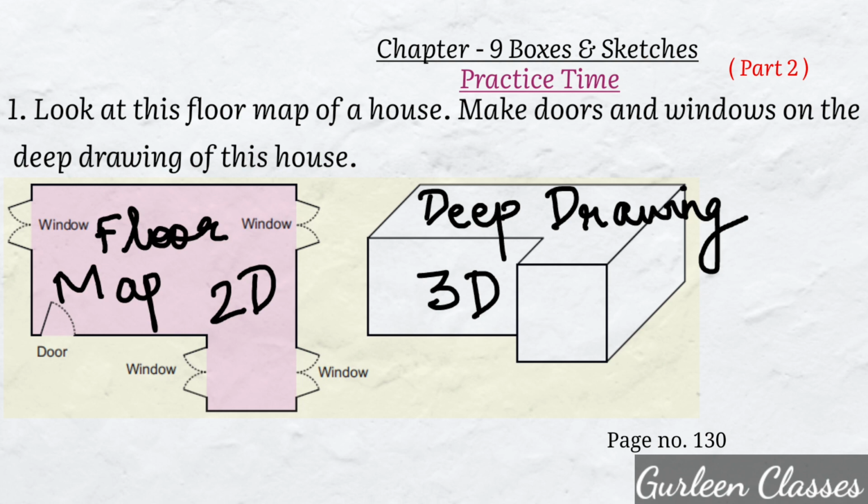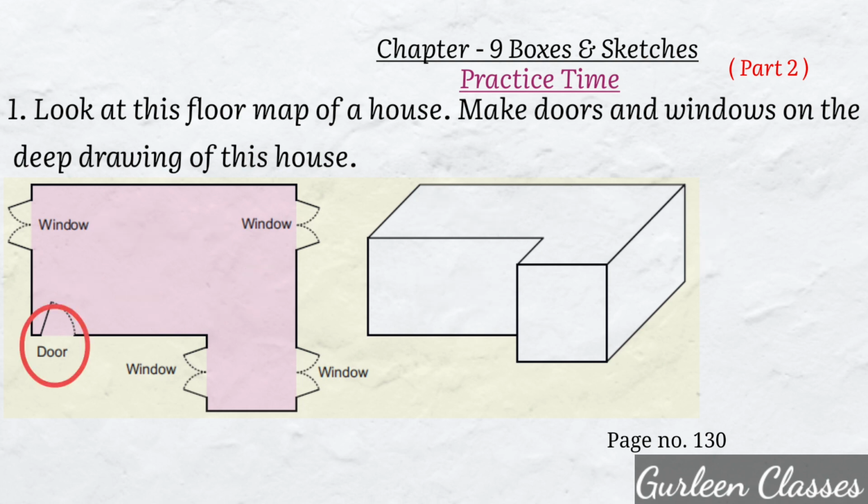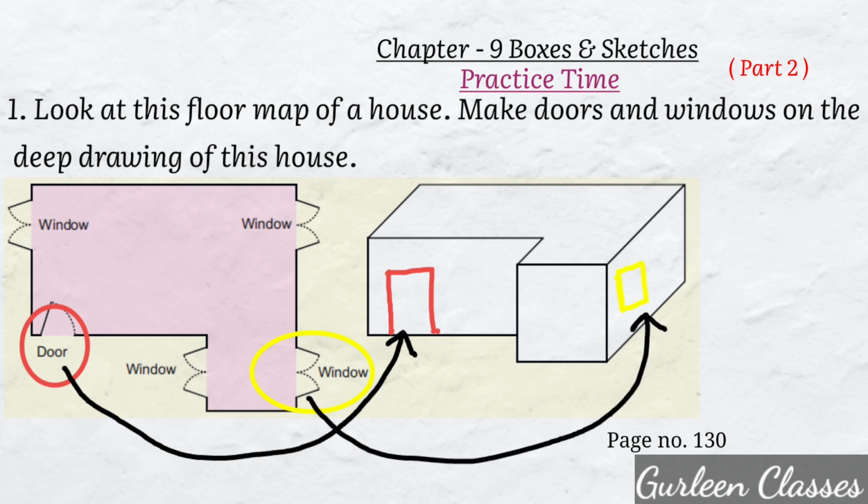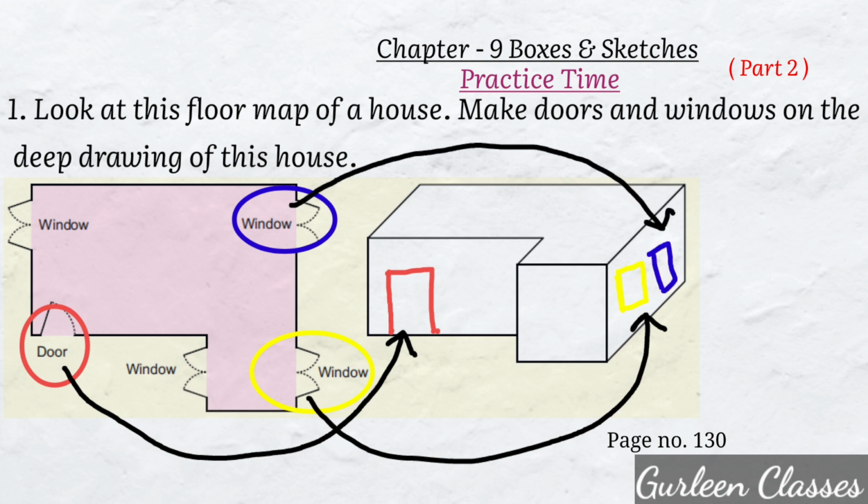So students, here you can see door. So here I have drawn the door. So in floor map you can see here is one window towards right hand side. So this window I have drawn here in deep drawing. And the window which you can see here, this window will be drawn here in deep drawing. So these 2 left hand side windows will not be visible.